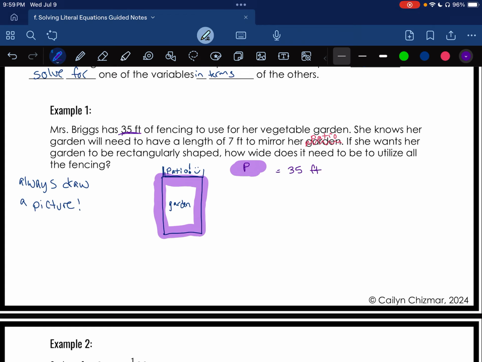All right, we've got some other things at play here too. We know the patio length here is L, 7 feet long. And we're trying to figure out how wide does it have to be to use all of the fencing.